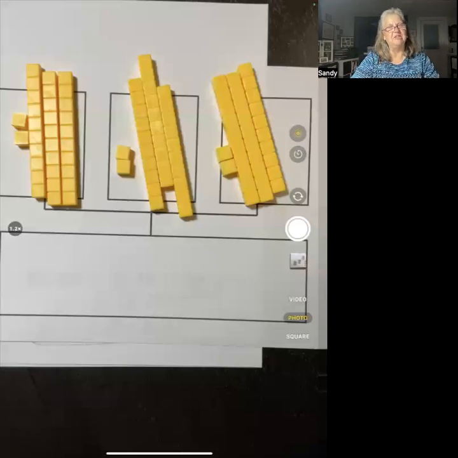So I hope that helps give you an idea of why you may be seeing these models used to help your child understand the math that they're learning this year.